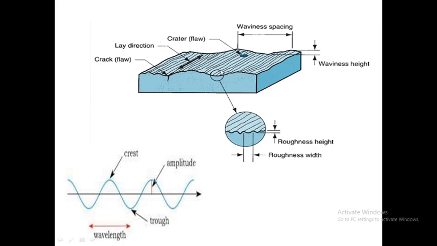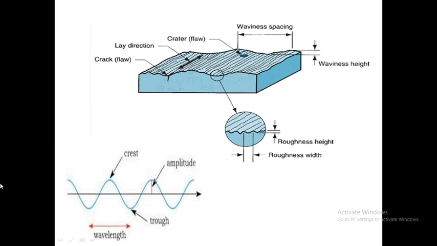Now, if we take a particular section of this surface, then we can observe under a microscope that the surface is in the form of a wave, that is, it has hills and valleys. Now, these hills and valleys are shown in this diagram.